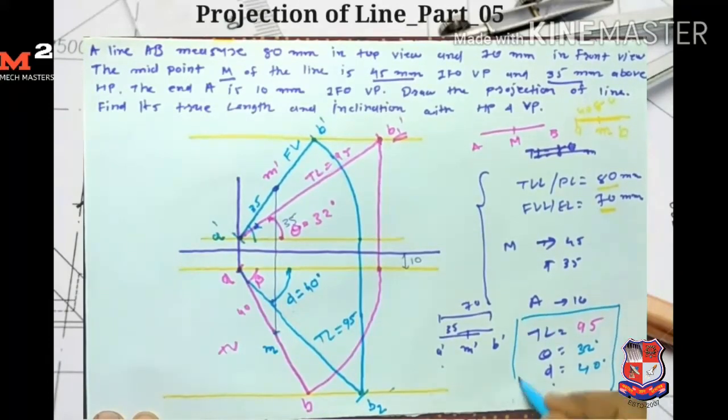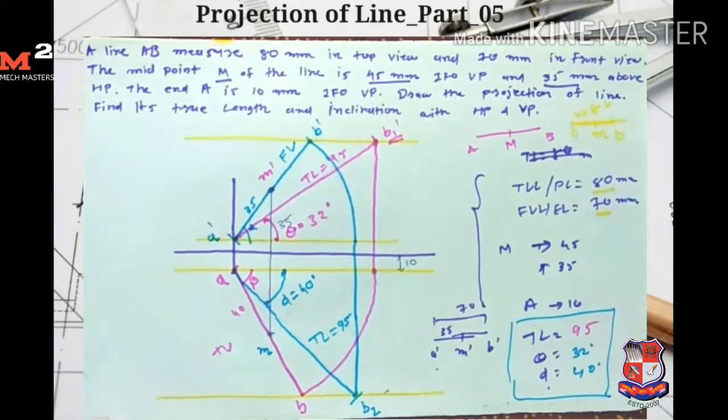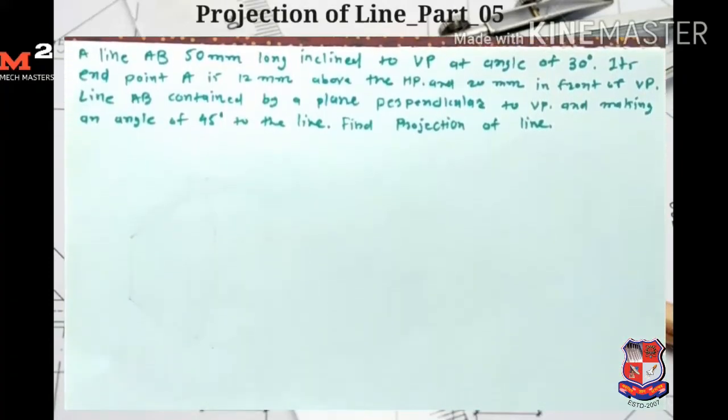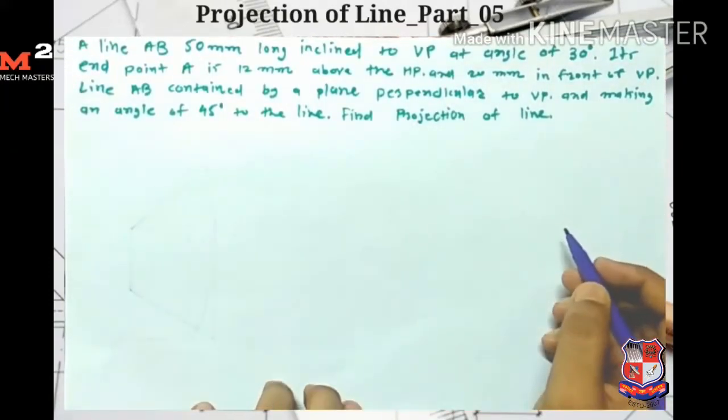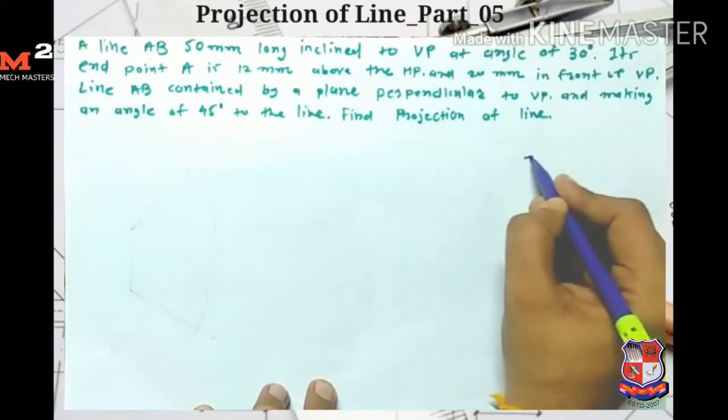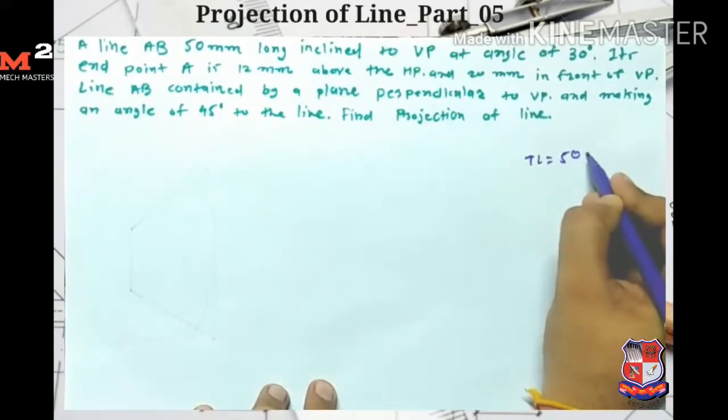Okay, so this is the answer of this question. In this question, given that line AB, 55 mm long, is inclined to VP. So first, true length is given. True length is equal to 50 mm.